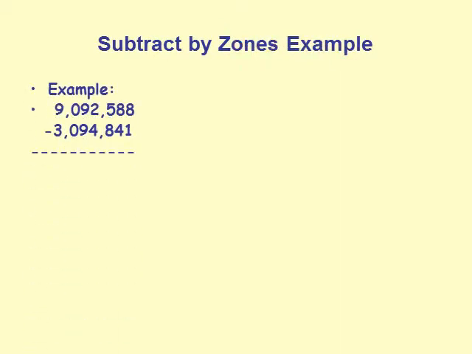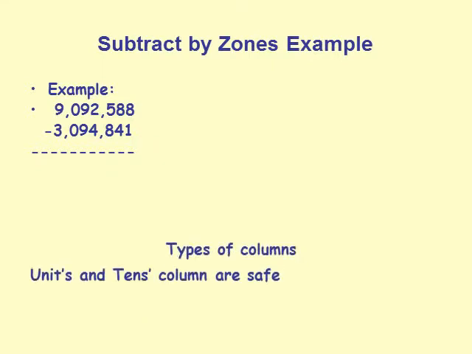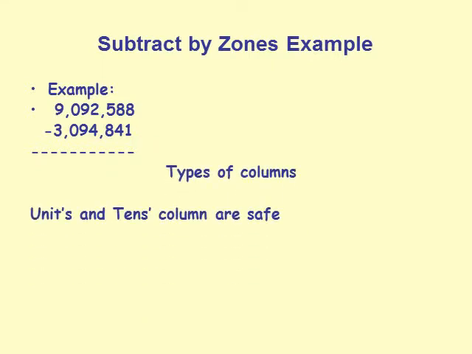Now we will do an example of subtraction by zones. The example we are considering is a 7-digit subtraction, 9092588 minus 3094841. First we will identify the types of columns. So let's look at the columns here.